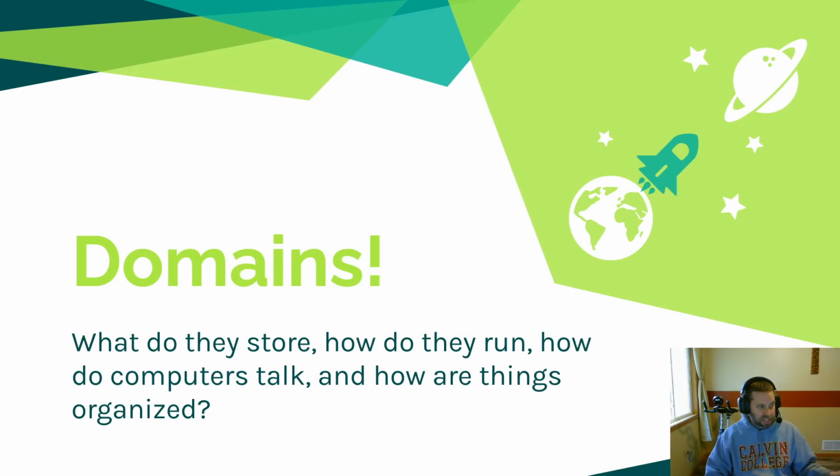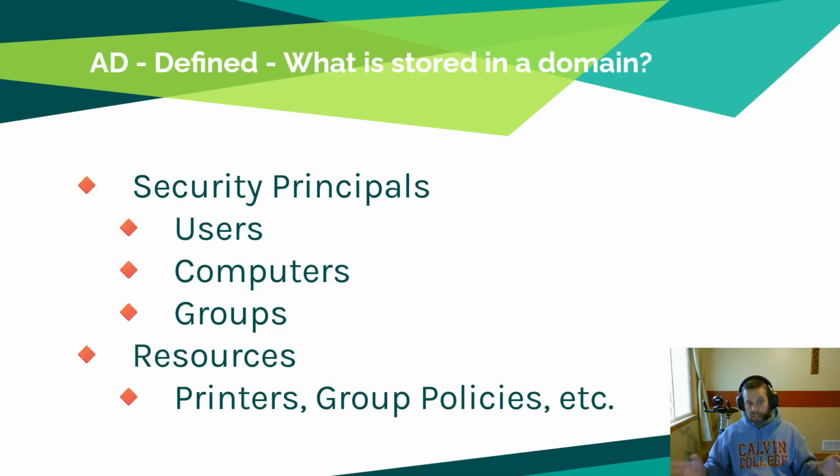So, domains. What do they store? How do they run? How do the computers talk? And how are things organized? Well, what are the items that are stored in a domain? Let's start with just the basics here. These are called security principals. In our domain, we store users, specifically user accounts. My user account is CS339. That would be my user account. It's my username. That's stored in there.